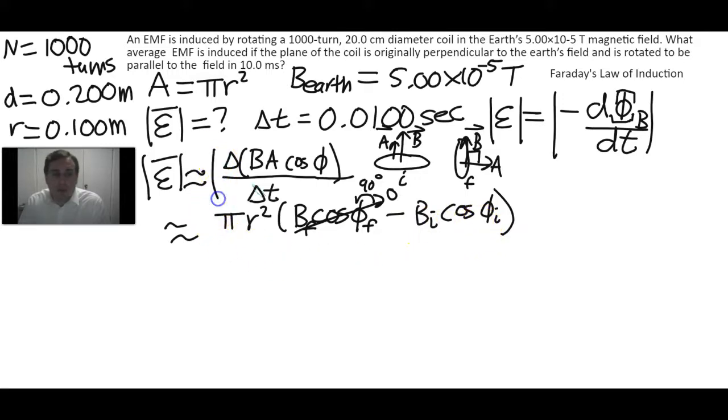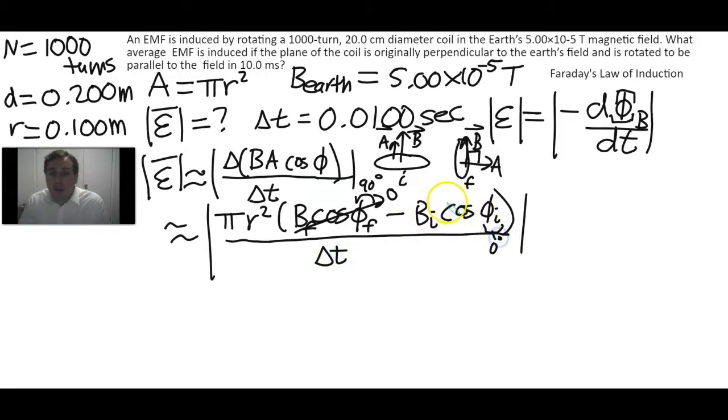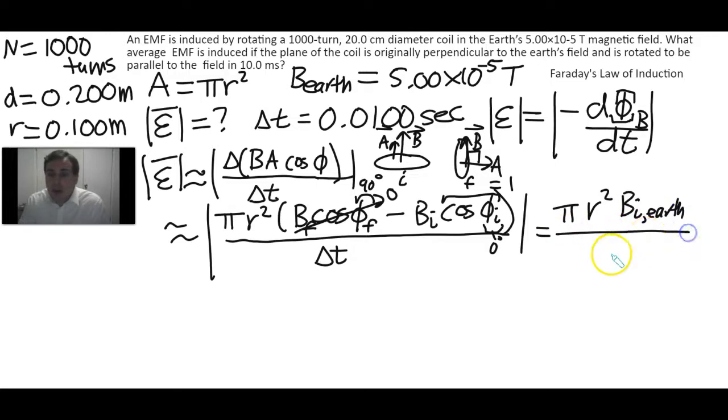Again, we're just doing magnitude here, so let's not even worry about that minus sign. This whole thing is divided by the time. And by the way, cosine of 0 degrees is equal to 1. So in the magnitude, this will end up being pi r squared B initial of the Earth, all divided by delta t.